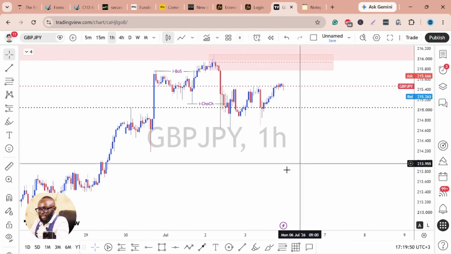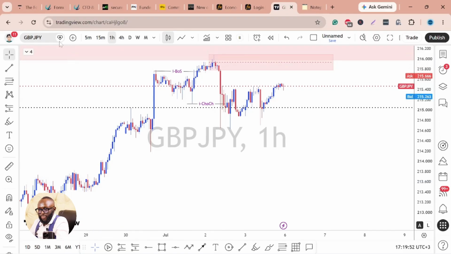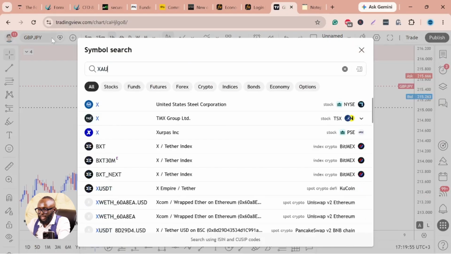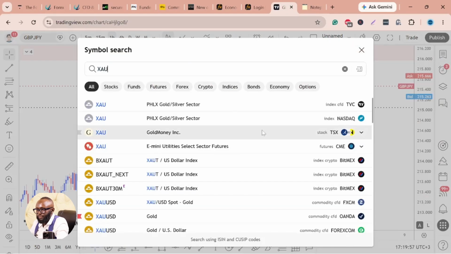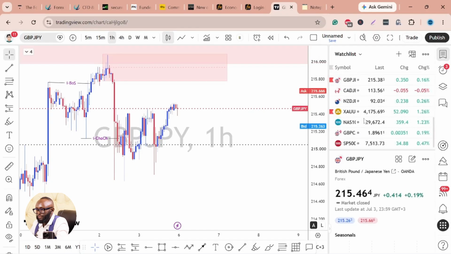All right, so now looking at GBP JPY. Now let's look at gold as the next setup. Let's look at gold.